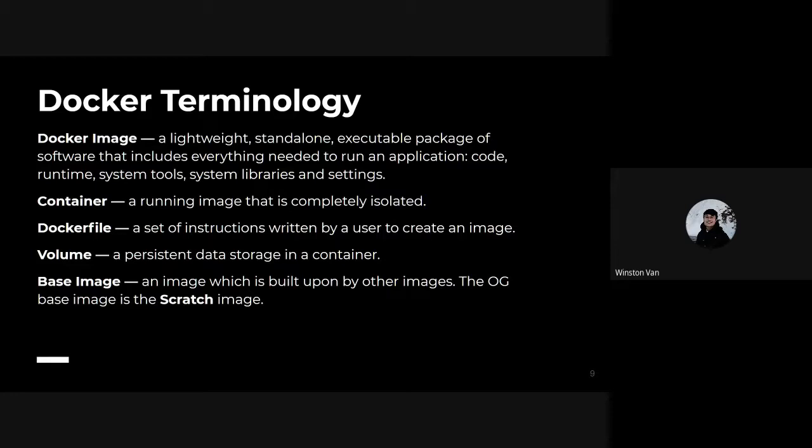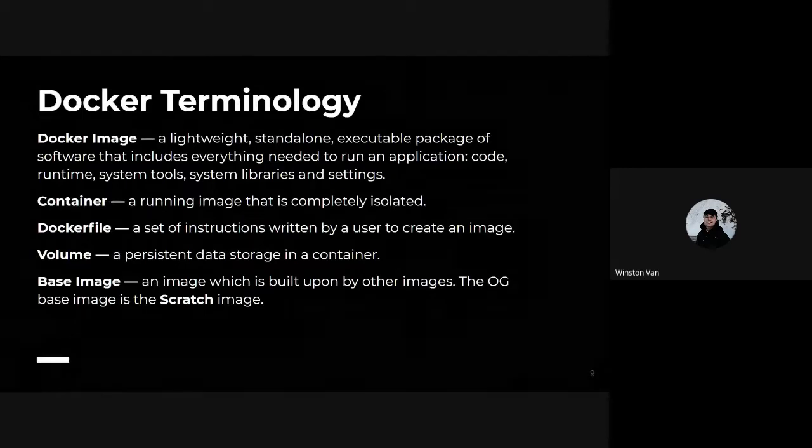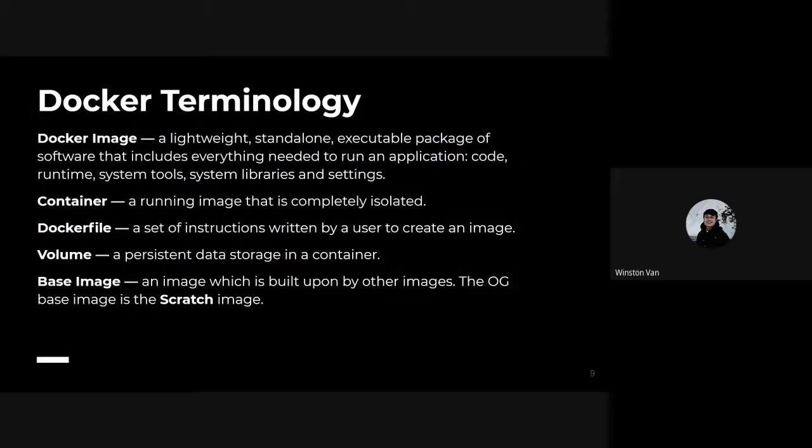And a container is completely isolated from other containers. They're isolated from the outside world if you don't put any settings on it that allow it to speak out, like contact the outside. And yeah, it's just completely isolated. A Dockerfile is a set of instructions written by the user to create the actual image. And a volume is a persistent data storage within a container. A volume basically links a folder on your local computer to somewhere in the container, so that you can share the files. Because otherwise, as I said, a container is completely isolated. It can't even have any access to your local computer.